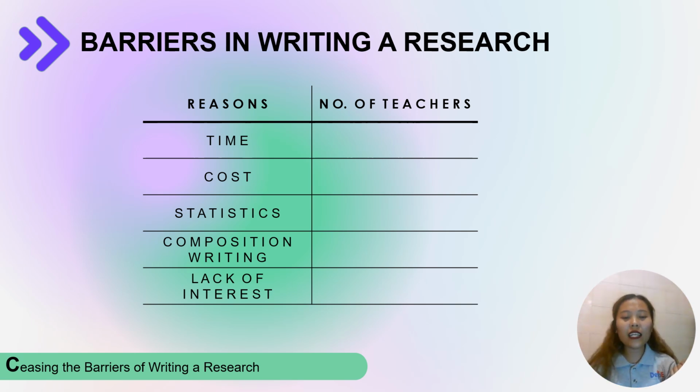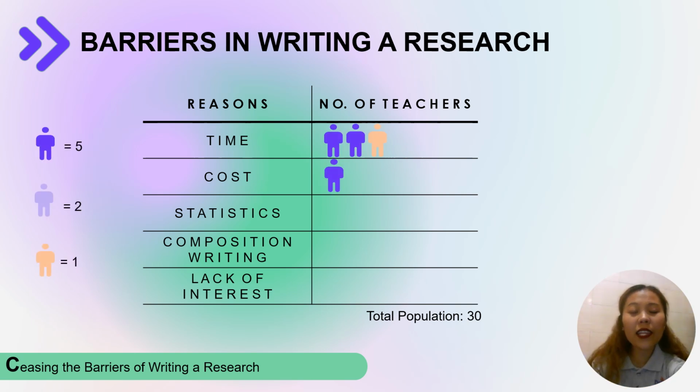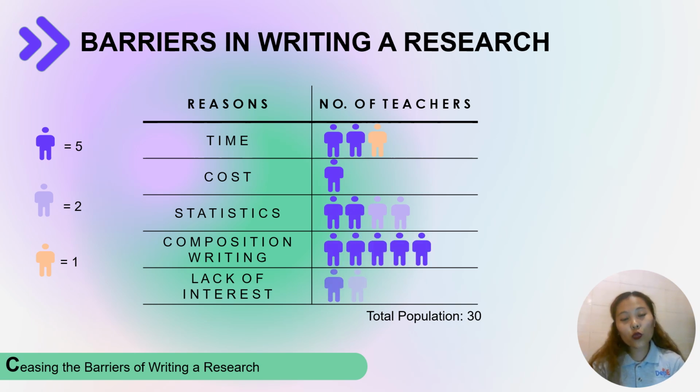So I conducted a survey or a poll among the 30 teachers in our division, asking them to pick one, the primary reason why they don't like to write a research. And these are the results. By the way, the blue icon is equivalent to 5 votes. The purple one is equivalent to 2 votes, and the orange one is equivalent to 1 vote.